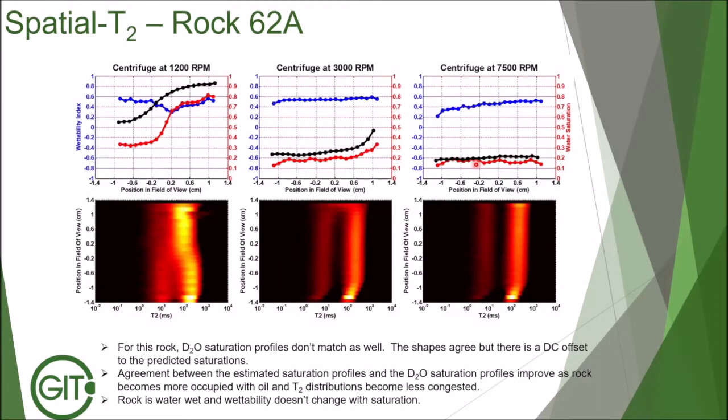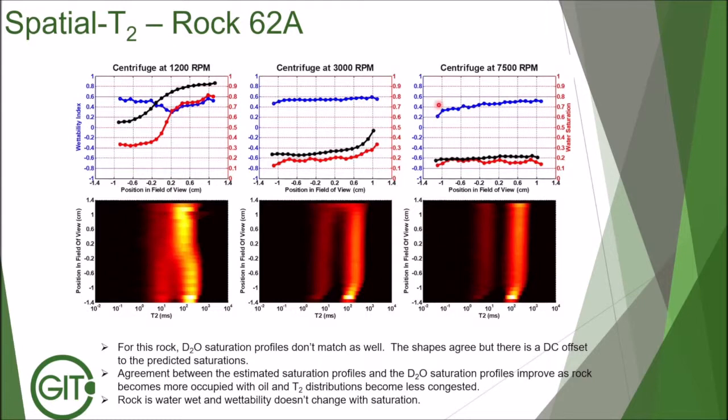This slide shows the predicted wettability and saturation profiles for rock 62A following centrifugation of the 100% water saturated rock with dodecane surrounding it at 1200, 3000, and 7500 RPM. Again, the blue traces are the wettability as a function of position in the rock, while the red traces are the saturation as a function of position. Again, the rock is water wet and the wettability changes very little with saturation.